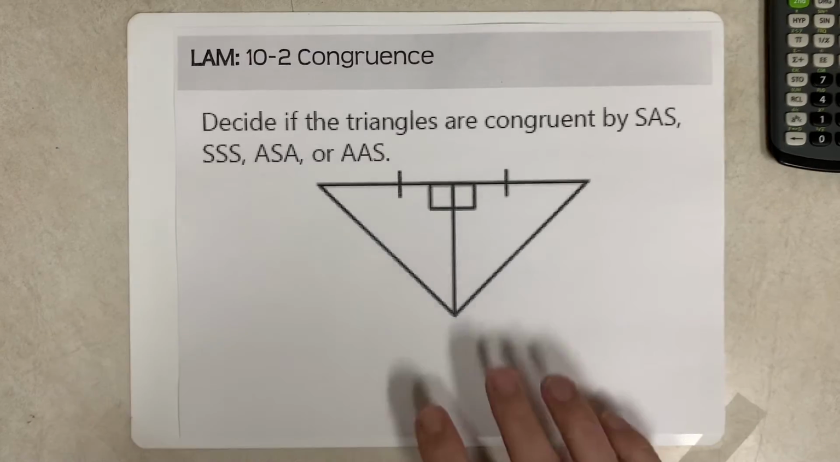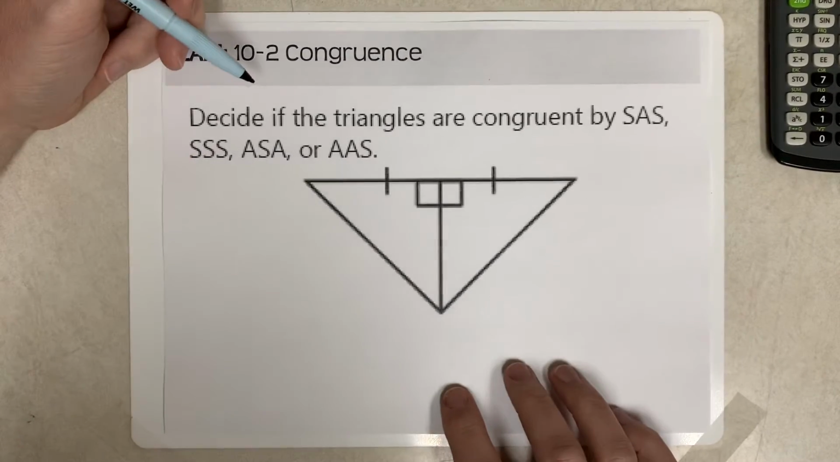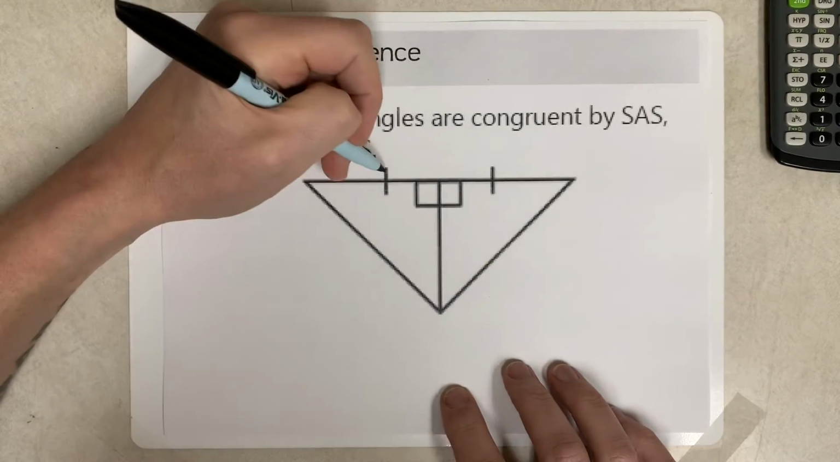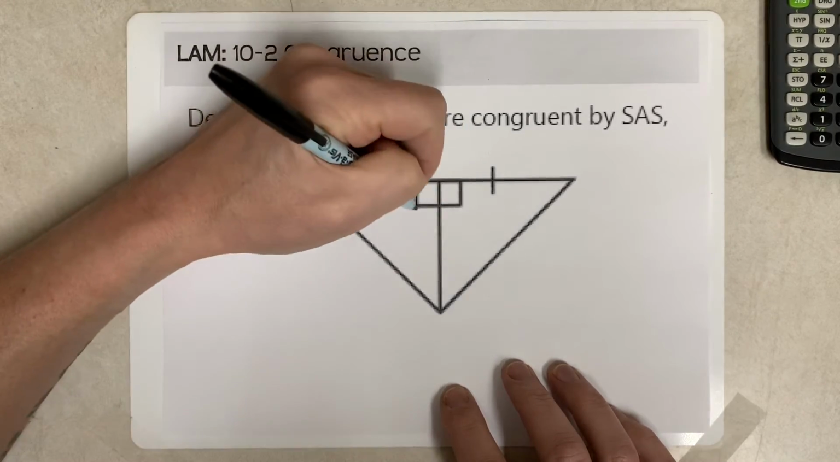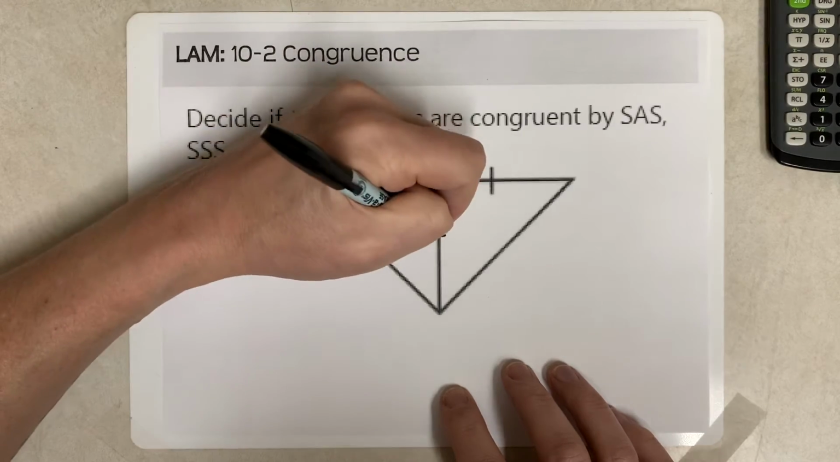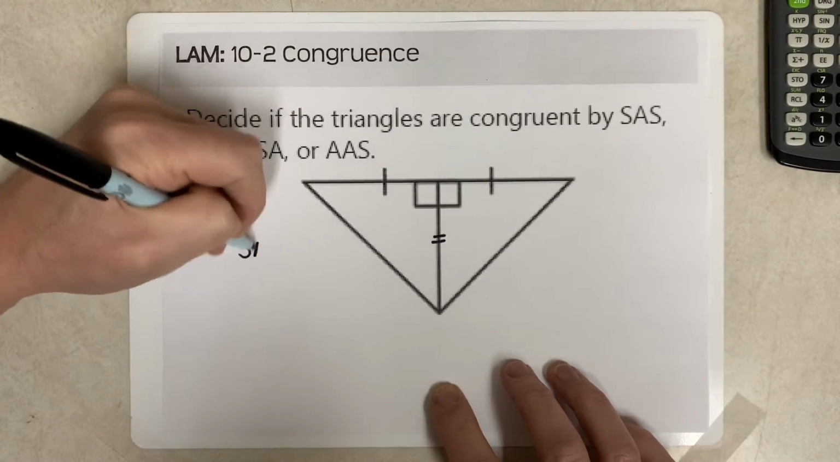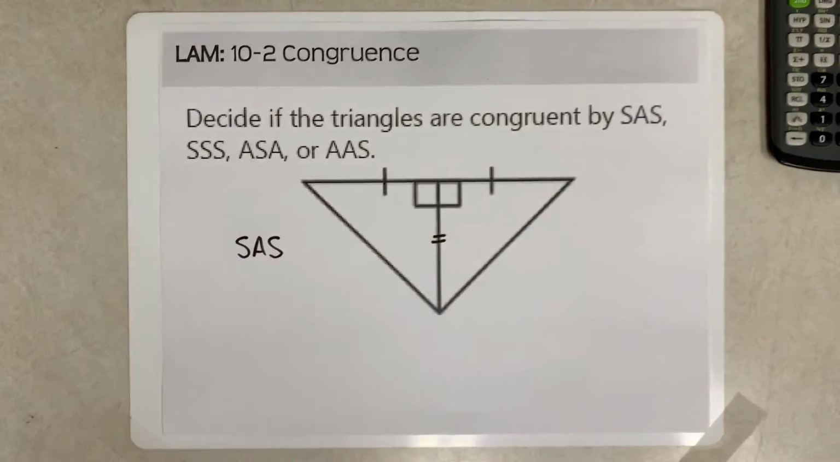Okay, this one. Let's see, we have SAS, SSS, ASA, AAS. So we have a side, an angle, which is a 90-degree angle, which is fine. And then we have a shared side. So we have side, angle, side for that one.